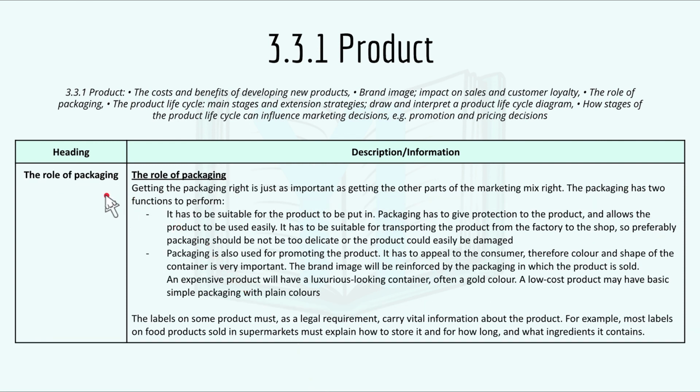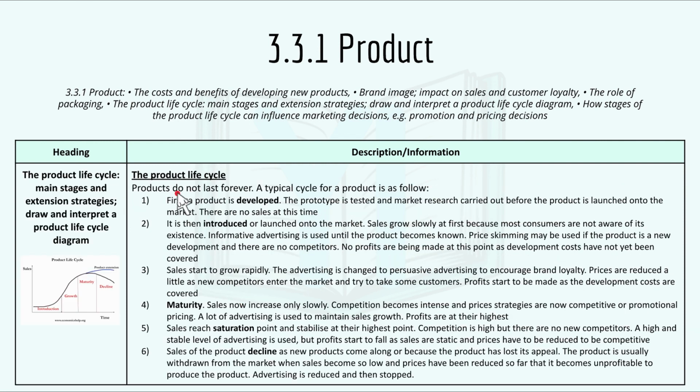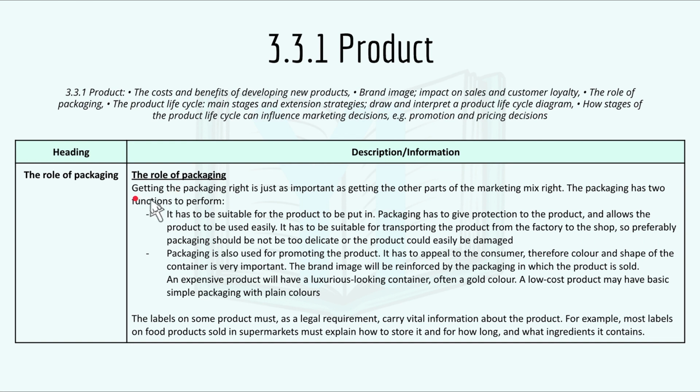And here's the role of packaging. Getting the packaging right is just as important as getting other parts of the marketing mix right. And the packaging has 2 functions to perform. Number 1, it has to be suitable for the product to be put in, and packaging has to give protection to the product and allow the product to be used easily, and it has to be suitable for transporting the product from the factory to the shop.